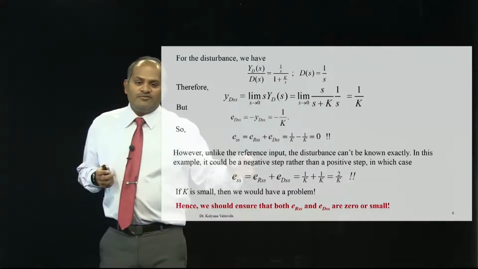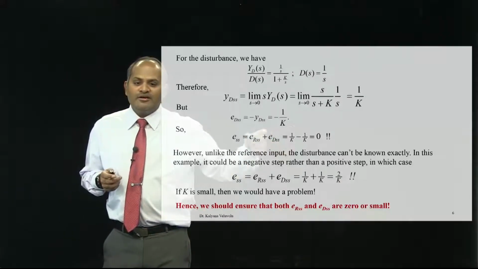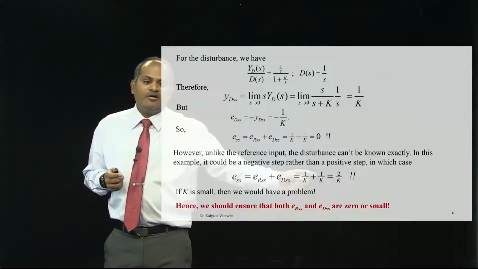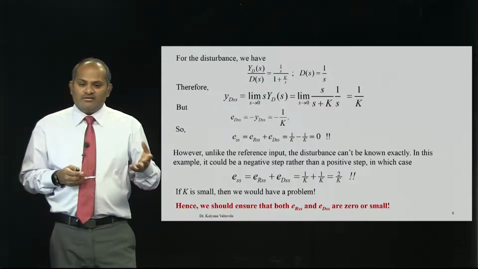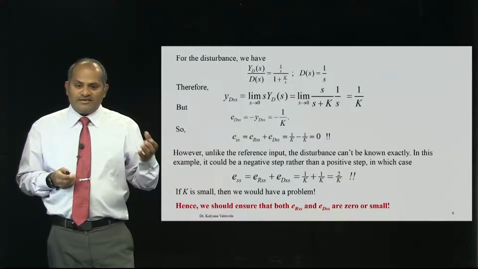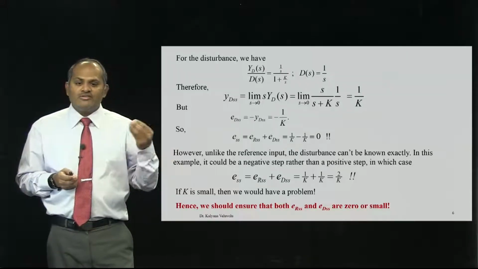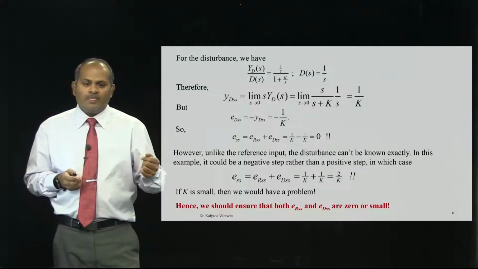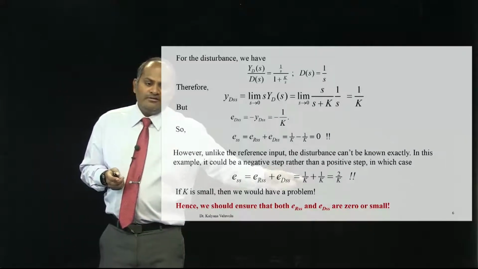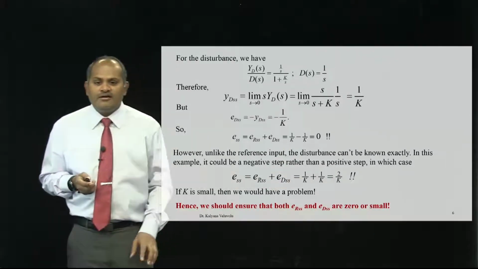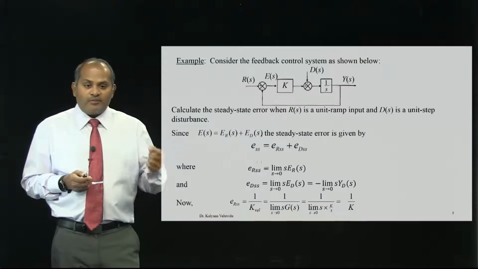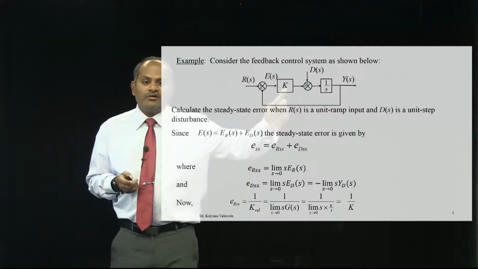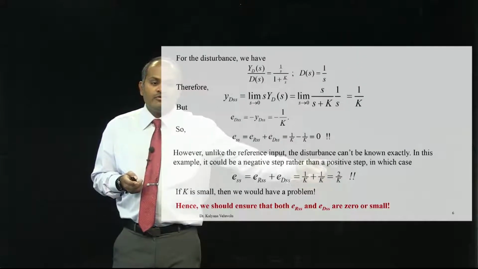Suppose the disturbance magnitude is a negative step, then your error will be 2 by K. Based on this, we can understand that disturbance always has a negative effect on the system. From the design we can understand that K influences the error dynamics, so select a proper K. If you select a good K value, a high K, then you can make the error value less.